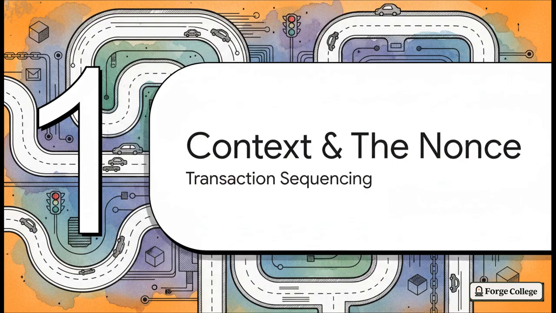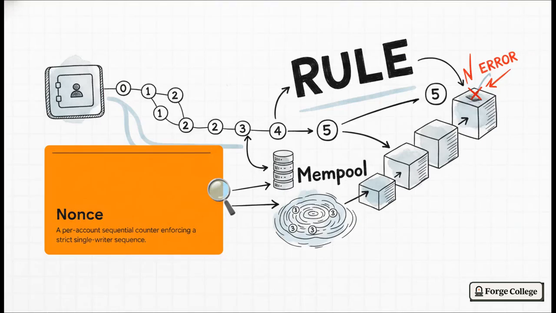Starting off with Section 1, Context and the Nonce. So before we can really understand the gritty internals of how the network processes your transactions, we have to understand transaction sequencing. Think of this as the traffic control system of the blockchain. And right at the heart of this system is the nonce. Basically, it's a per-account sequential counter that enforces a strict single-rider sequence for outgoing transactions. It's essentially a ticket number attached to your transaction.